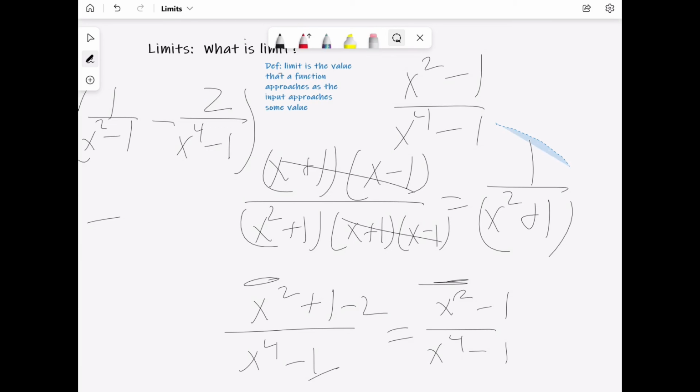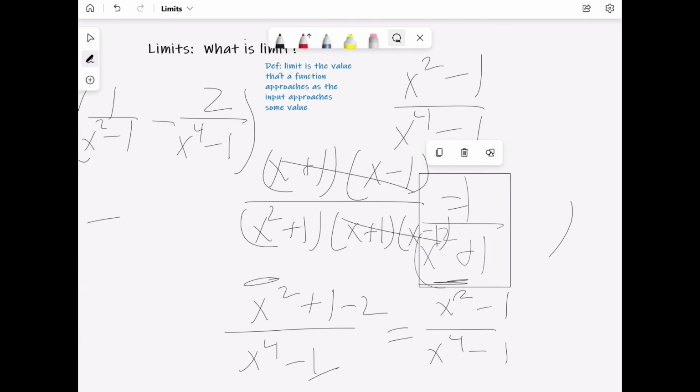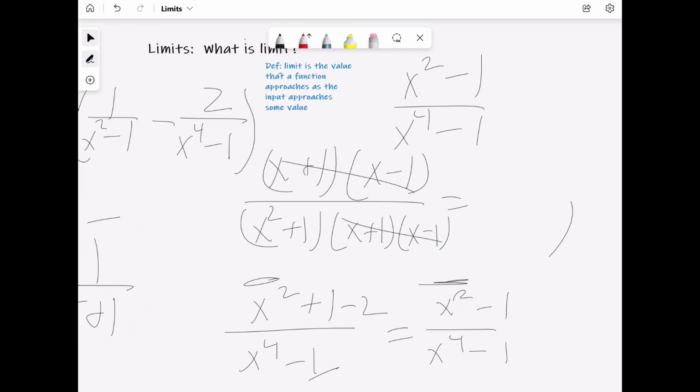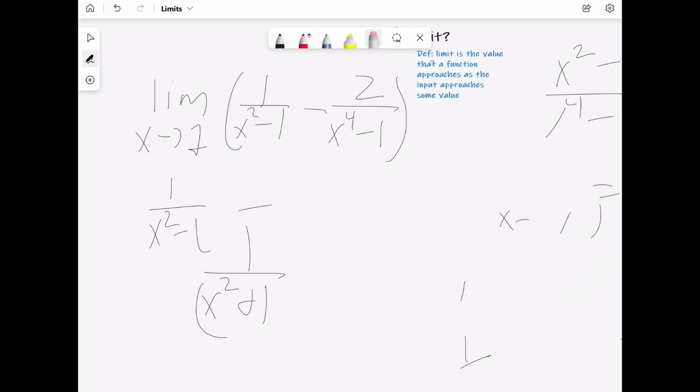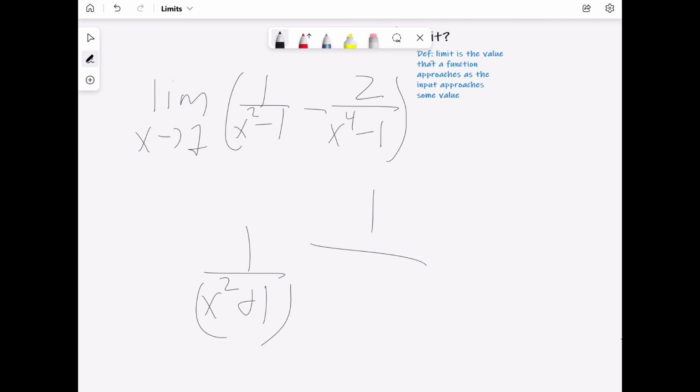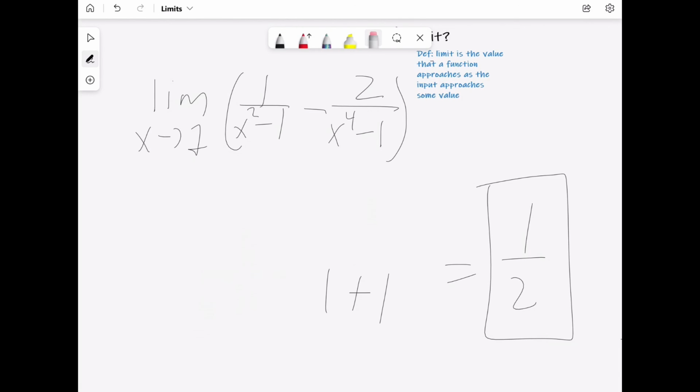That's a great number. Let's just take this and put it over there. Moving back to spot. Erase all this. Now, let's just sub it in. 1 over 1 plus 1, because 1 squared is just 1, which will get 1 over 2, which is a valid answer. It's not hard at all.